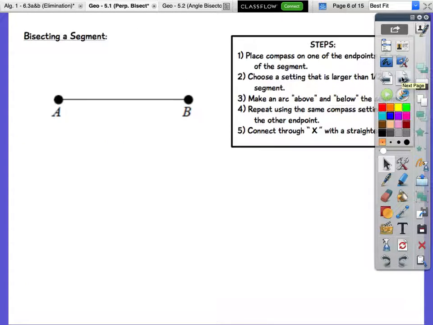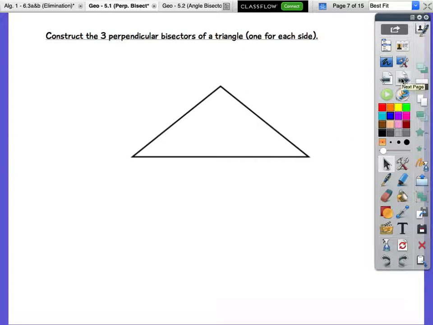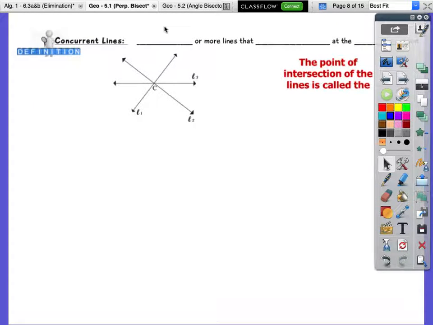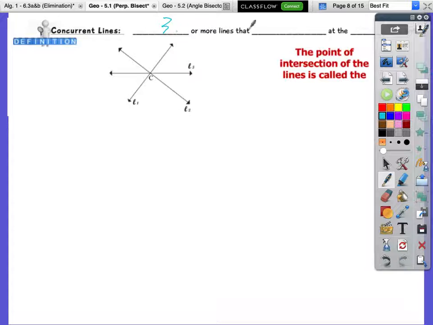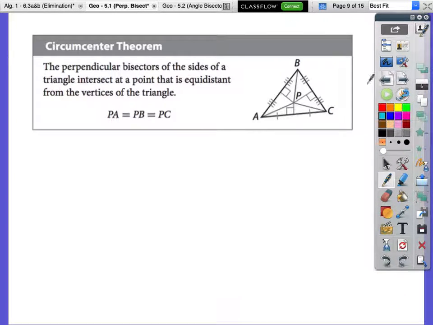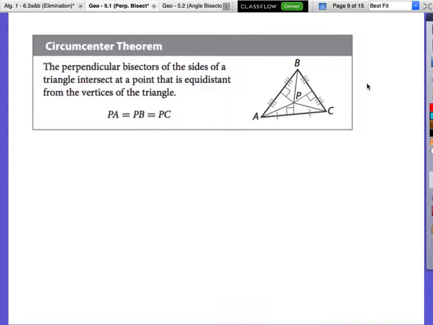This is where we spent a lot of time last time: the actual construction of that with the compass and the straight edge, in which case a lot of us use a ruler as our straight edge. So we went through that, and then we ended up finding the point of concurrency, which we said is where three or more lines intersect at the same point. That is called the point of concurrency, and they're called concurrent lines. And so here, point C was our point of concurrency. Then we had the circumcenter theorem. And I believe we stopped right after this, right?